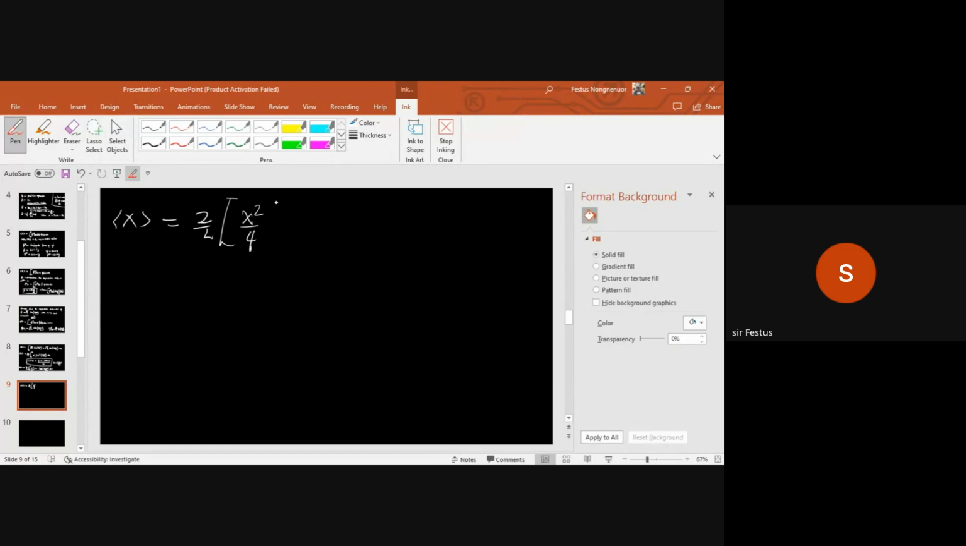Now our limit is from 0 to L, so wherever we see x, we put L there. This will give us our 2 on L outside, multiplied by x, which is now L squared, over 4. So L will cancel one of the L's here. You will have L on 2 into... the 2 here will give us 2. So that gave us L on 2. So your expectation value for that expression is nothing but L on 2.